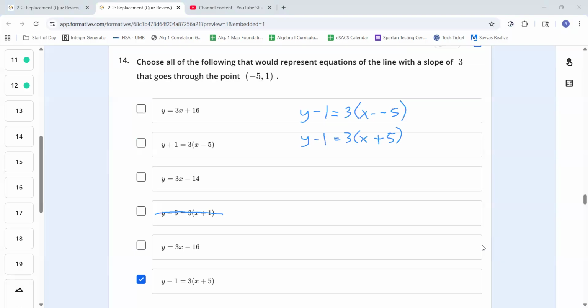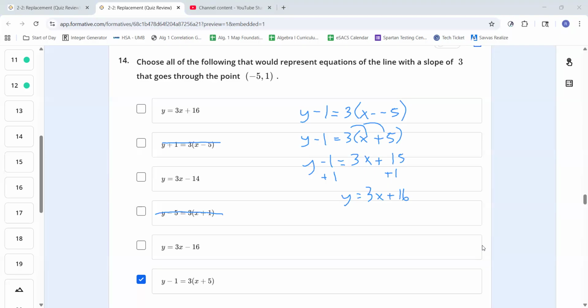What did I do wrong on the one I just crossed out? Well, the 5 and the 1 switch spots. Okay, so that's a problem. This one's in point-slope form and it's not right. The signs are wrong. Okay, the remaining 3 are in slope-intercept form. So we have to do what we did on numbers 11 and 12. Distribute: y minus 1 equals 3x plus 3 times 5, 15. Add the 1. And I get y equals 3x plus 16.